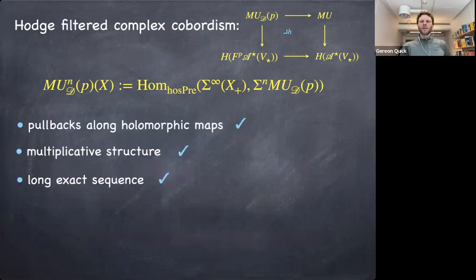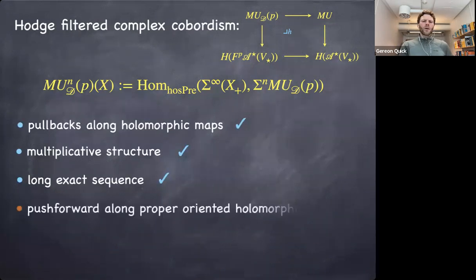So let's get back to our list of properties. We could ask, is there also a push forward along proper oriented holomorphic maps? That's a natural question to ask for a cohomology theory. And in the work with Mike Hopkins, we only constructed a push forward for a logarithmic refinement of this theory for smooth algebraic varieties. And for them, we get by some abstract machinery a push forward. But it only works in the algebraic setting.